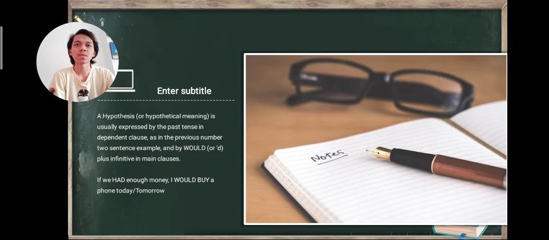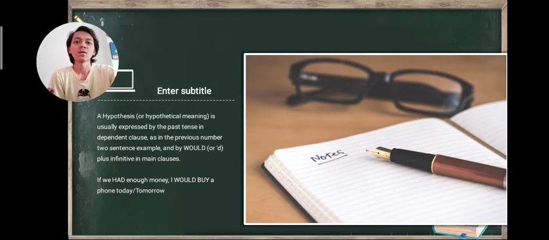Next, hypothetical meaning is usually expressed by the past tense in a dependent clause, as in the previous sentence number 2 example, and by would or would plus infinitive in the main clause. These two constructions can be seen respectively in the conditional subclause and in the main clause of hypothetical conditions.